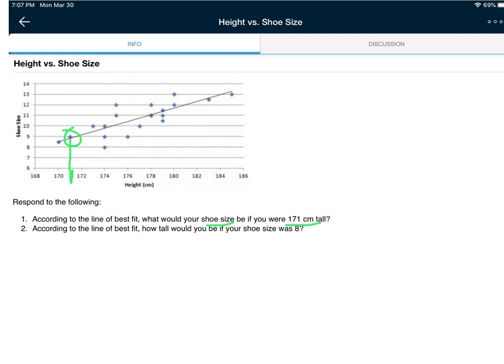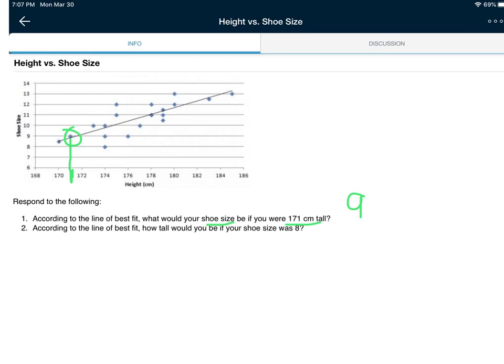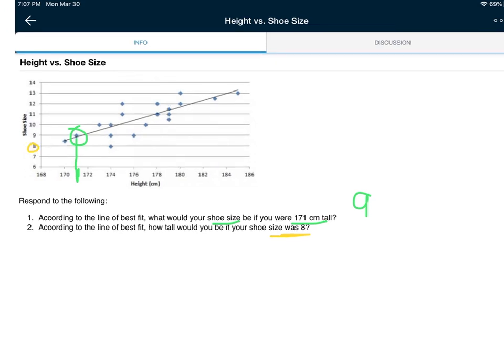So it looks like your shoe size would be about 9. And the second question, according to the line of best fit, how tall would you be if your shoe size was an 8? So now you go the other way, looking at the shoe size of 8. So if the line extended, you'd be maybe 168 or 169 centimeters. So you want to figure that out before you post your discussion.